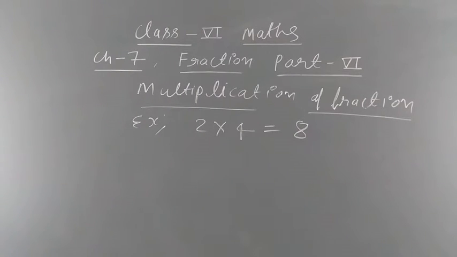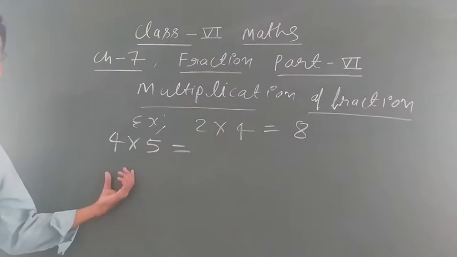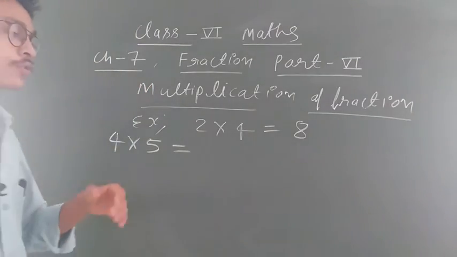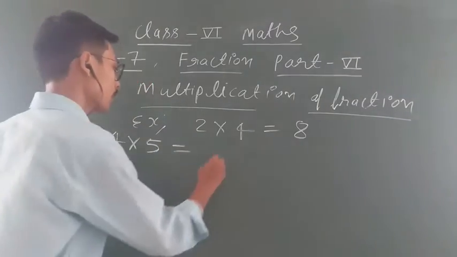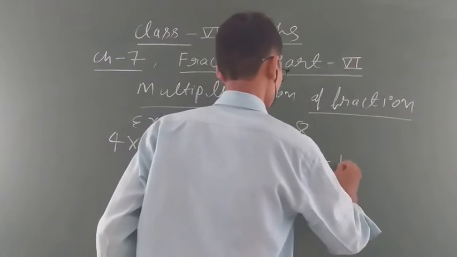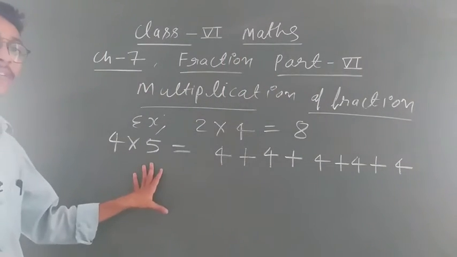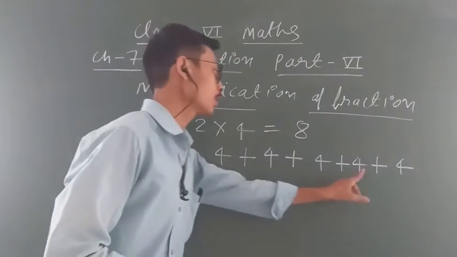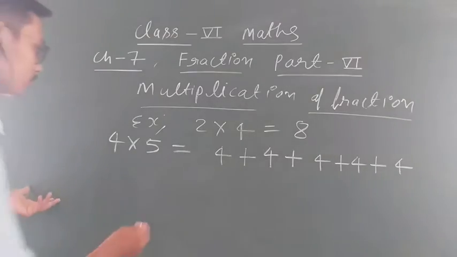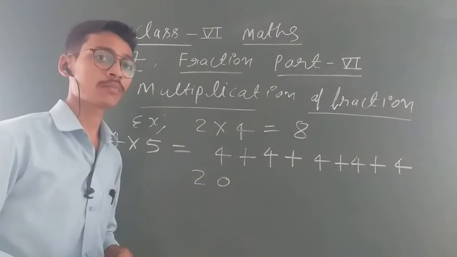But also you can take 4 into 5. If you know multiplication, you can write directly 4 into 5 equals 20. But a student who doesn't know multiplication will write 4 plus 4 plus 4 plus 4 plus 4. Why? Because 4 into 5 means 4, 5 times: 1, 2, 3, 4, 5. When you add, it will also come 20.